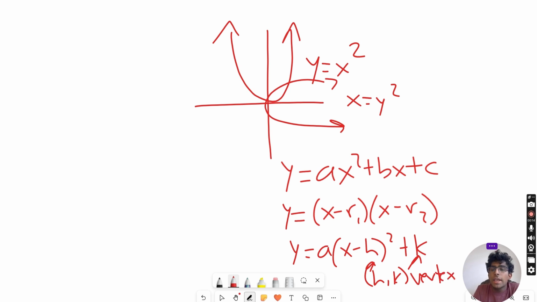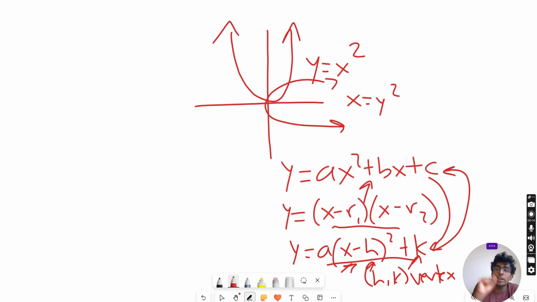It's important to be able to convert between different forms. If you want to go from like vertex to standard, you're just foiling this out and then kind of simplifying it. Other way, you're trying to get your vertex and then you're going to write it into this form from standard form. And then obviously from factored form, you can go straight to standard form. So know how to convert between these different forms.